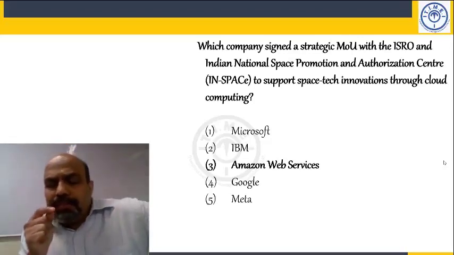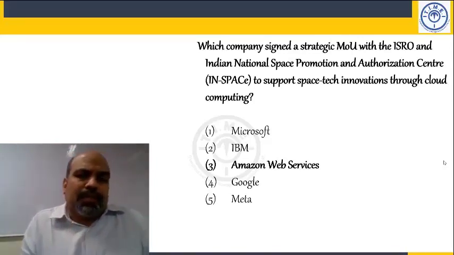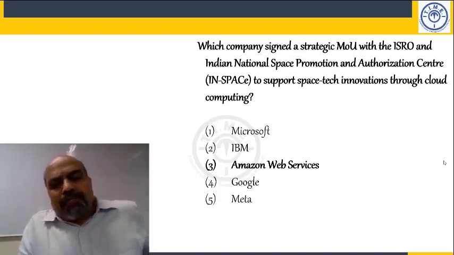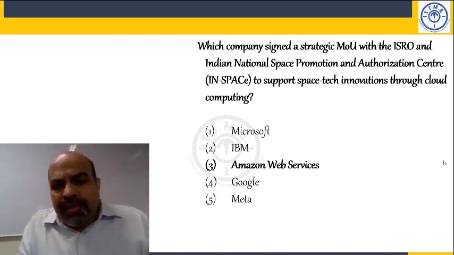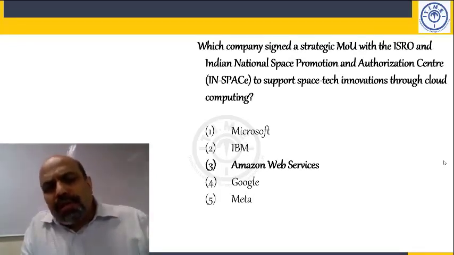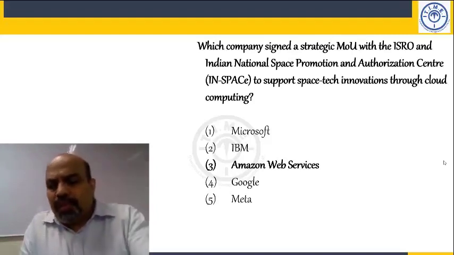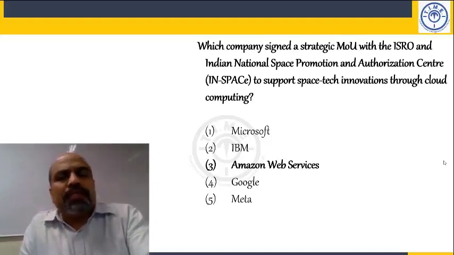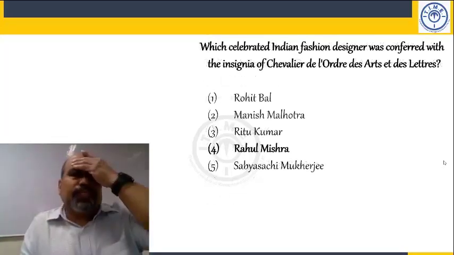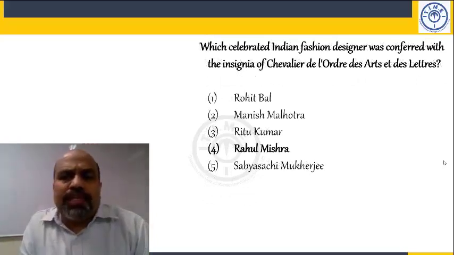IBM, International Business Machines. CEO is Arvind Krishna. Google, Sundar Pichai. Meta, Mark Zuckerberg. You would know the name anyway. Microsoft, Google, Meta are quite famous. So, ISRO's chairperson is Sridhara Somanath. Okay.